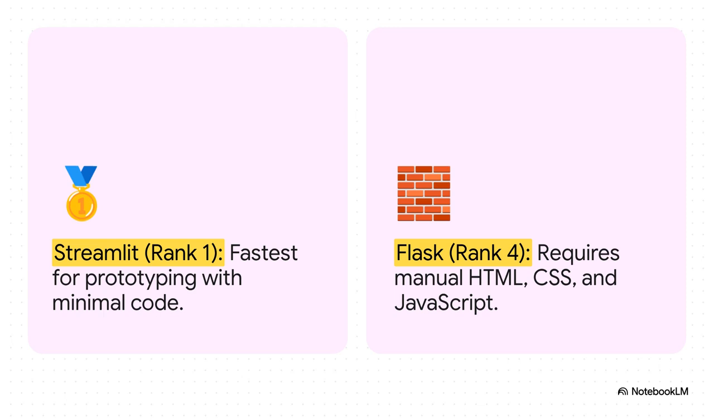Streamlit is number 1 because it is, without a doubt, the fastest way to get from a script to a working app. Meanwhile, Flask lands at the bottom because it makes you do all the heavy lifting. You have to write the HTML, style it with CSS, and add interactivity with JavaScript. It's a classic case of speed versus control.